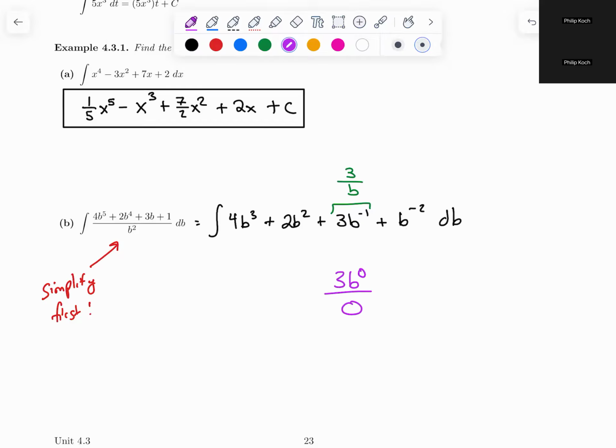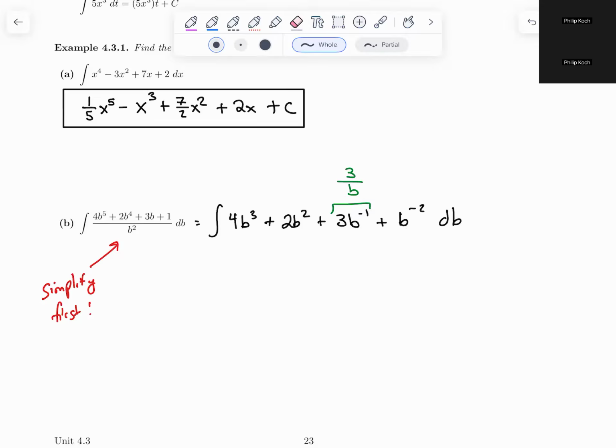The antiderivative of b to the a is b to the a plus 1 over a plus 1. So negative 1 plus 1 is b to the 0. Negative 1 plus 1 is 0. But that doesn't work, right? That doesn't make any sense. You can't divide by 0. It doesn't work. That's going to be a natural log of the absolute value of b. So in one context, it's better to look at it with a negative exponent, the b to the negative 2. Whereas in other ones, it actually works against you.